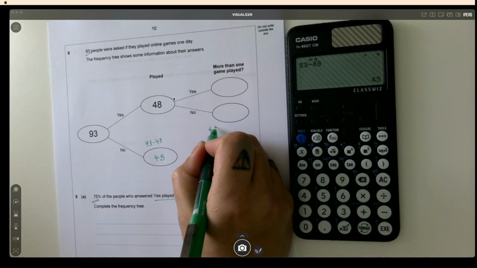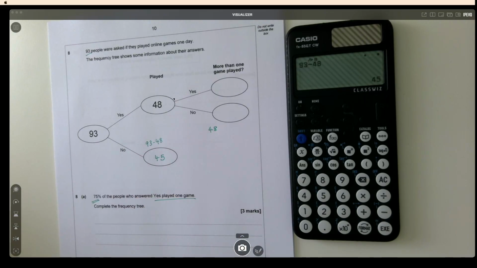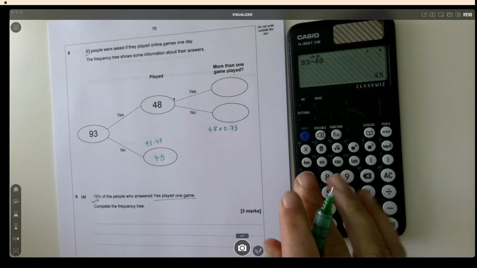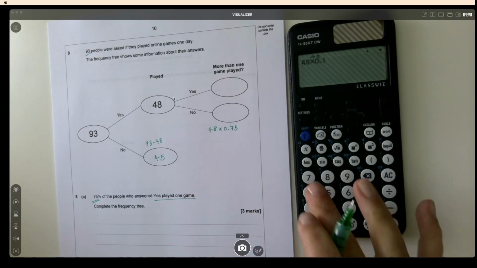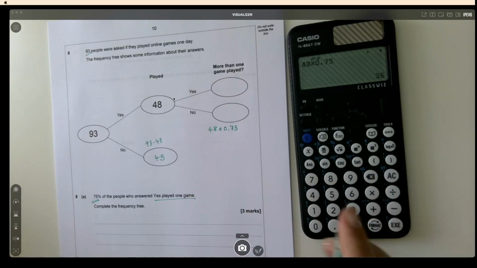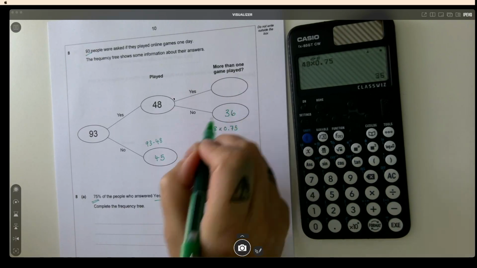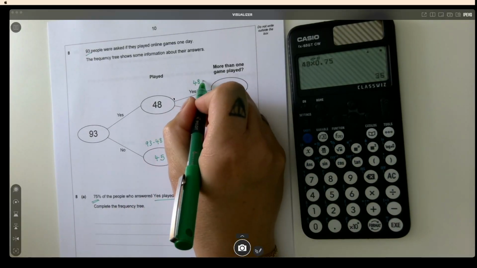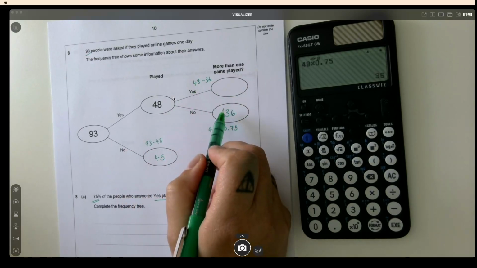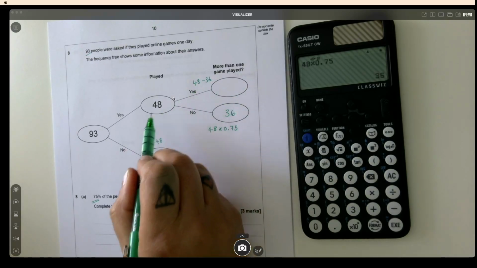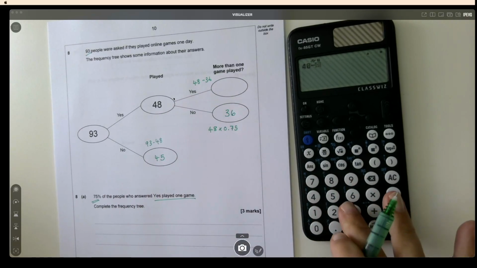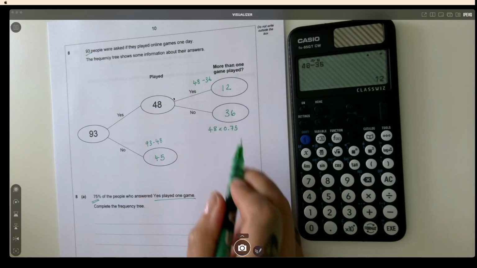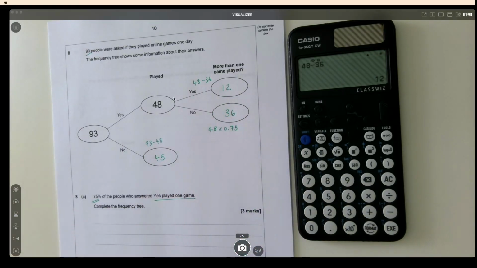So to find 75% of 48, we can multiply 48 by 0.75 because that is the multiplier for 75%. So that tells us that there are 36 people in that bubble. And then for here, we're going to do 48 subtract 36 because these two bubbles should add up to 48. So 48 subtract 36 would give us 12, and we've completed all of the spaces in that frequency tree now.